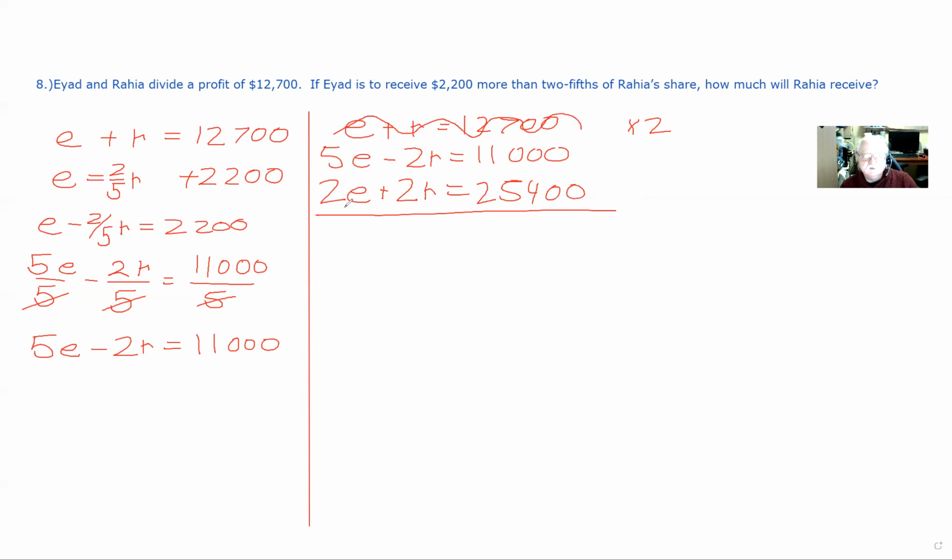So now we can basically ignore this equation and just add these two. So 5E, 2E, 7E, the R's disappear. And what do we get here? Plus 11,000 equals 36,400. And so we're hoping E equals 36,400 divided by 7. And that comes to 5,200.